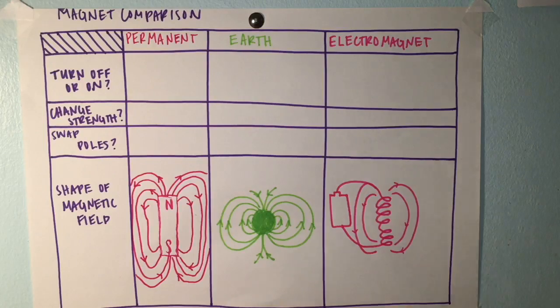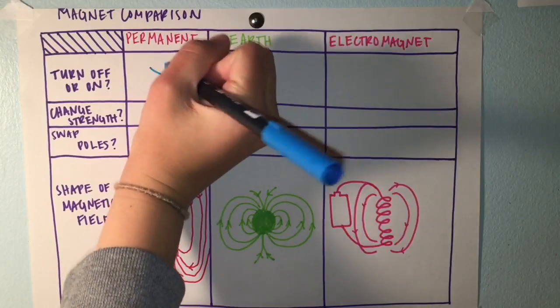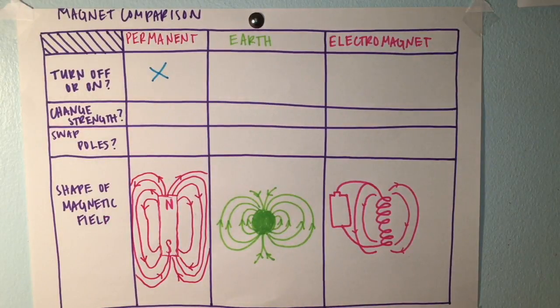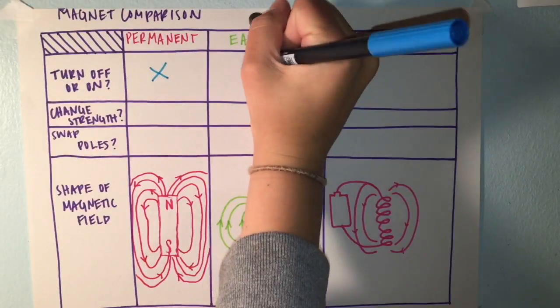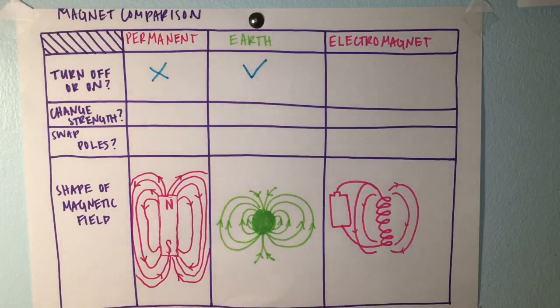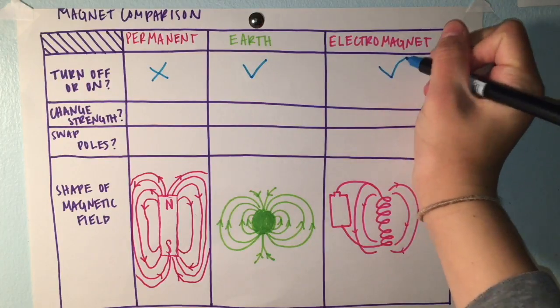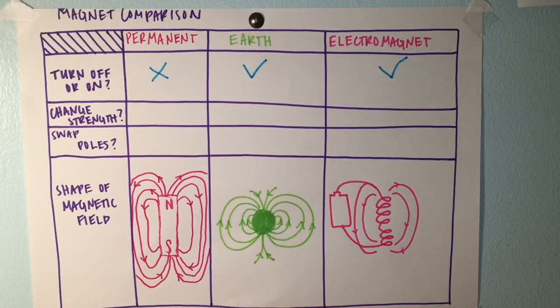Here we have our chart of magnet comparison. First, let's compare whether they turn on or off. Permanent magnets cannot turn off. They are permanently magnetic. Earth's magnet can turn off, but it's not likely. An electromagnet can turn off, whether that means by disconnecting the battery or the wire.